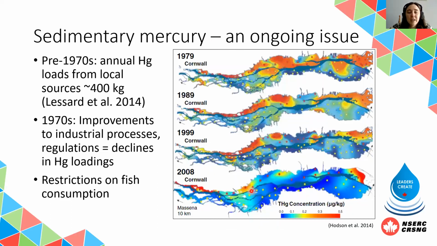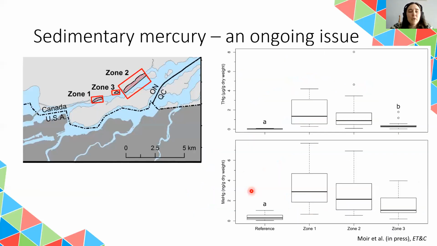And as Jeff mentioned, primarily this has been important for restrictions on fish consumption because the actual mercury concentration in fish is still quite elevated in the area. But if we zoom in on the Cornwall waterfront, we still have some regions where mercury concentrations remain elevated in the sediments. So notably, there have been kind of these 3 zones along the Cornwall waterfront that have been delineated where elevated sedimentary mercury concentrations remain an issue.